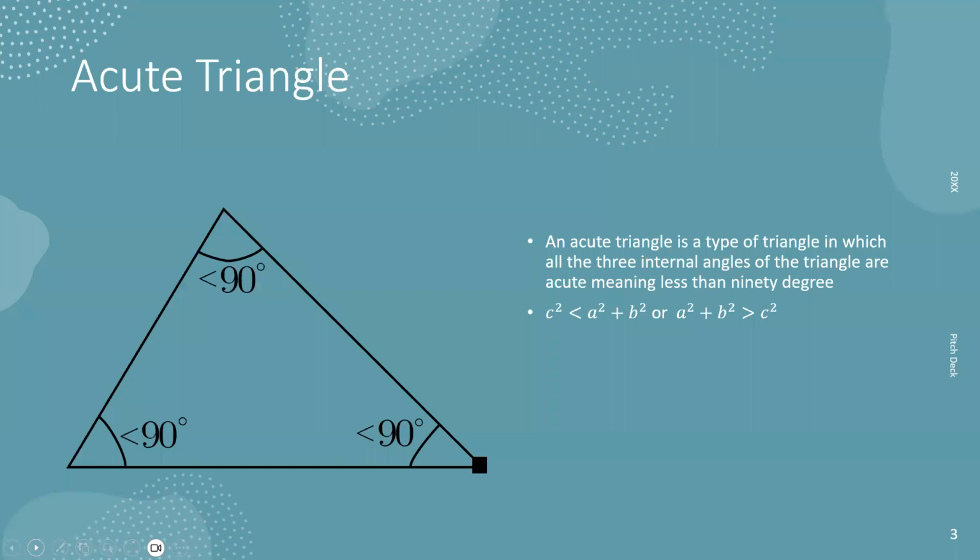So let's start with the first triangle, the acute triangle. An acute triangle is a type of triangle in which all 3 internal angles are acute, meaning less than 90 degrees, right? So they could all be 60s, because what is the sum of a triangle? It is 180, right? So as long as all the angles are less than 90, you have what's called an acute triangle.